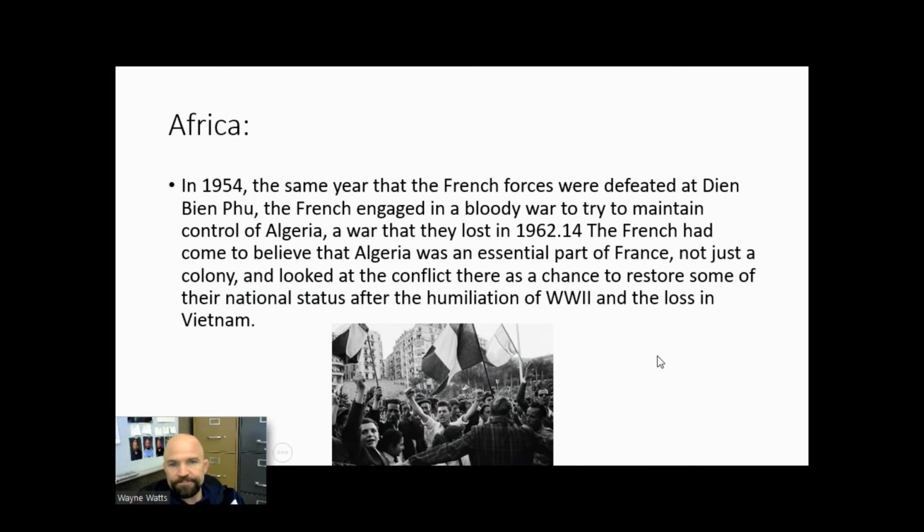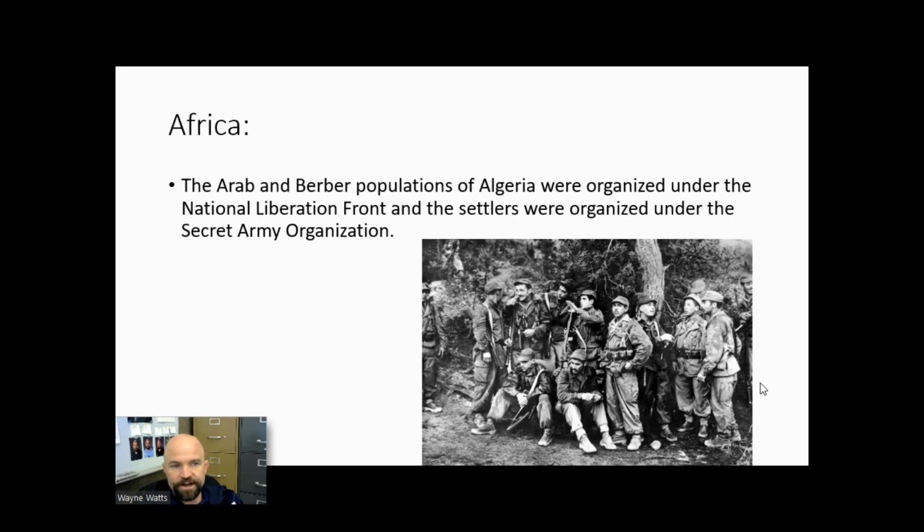In 1954, the same year that the French forces were defeated at Dien Bien Phu, the French engaged in a bloody war to try to maintain control of Algeria, a war that they lost in 1962. The French had come to believe that Algeria was an essential part of France and not just a colony, and looked at the conflict there as a chance to restore some of the national status after the humiliation of World War II and the loss in Vietnam.